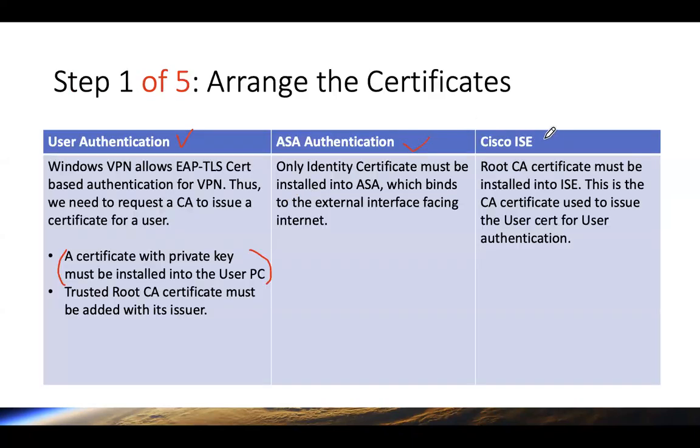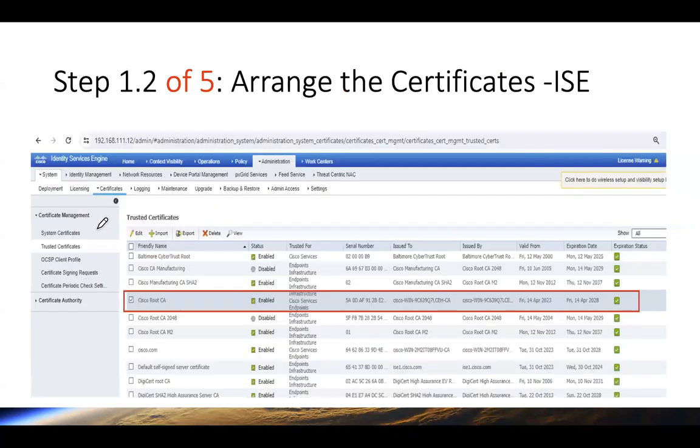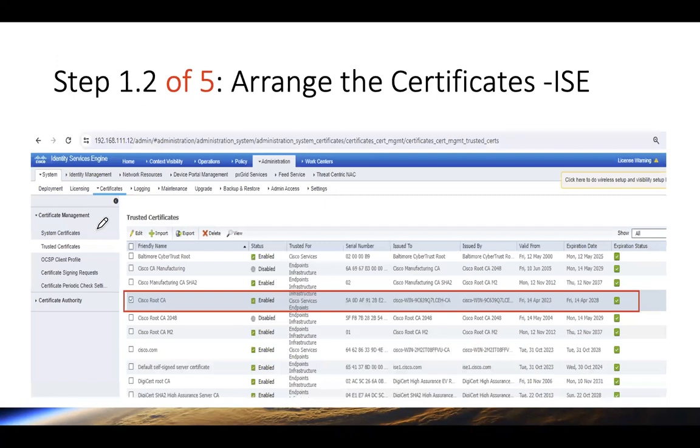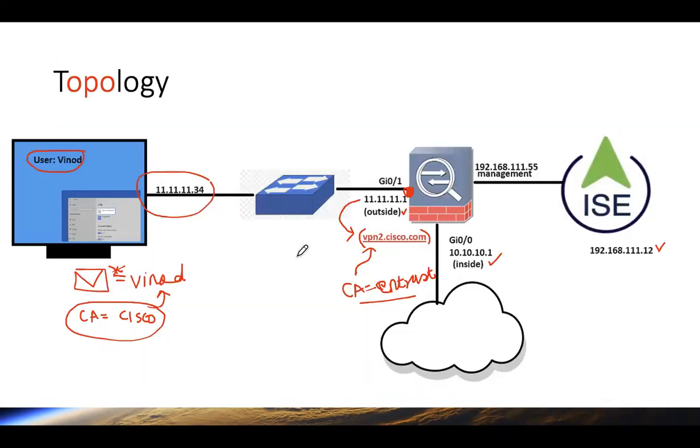And finally, the Cisco ISE. Cisco ISE must install the root CA of the certificate, which is the issuer of the certificate for user authentication. What I mean is that if I go back, oops, sorry, pardon me, I'm playing around with the slides. Yes. So this CA, Cisco.com CA, must be installed in the trusted root CA of Cisco ISE.